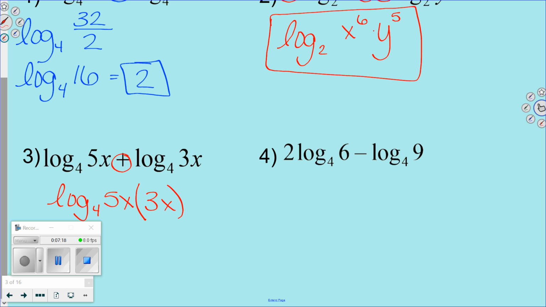Would you stop there, or could you go one step further? One step further, because 5x times 3x is 15x squared. And then once I've simplified that as far, I always ask myself, loopy swoopy, right? 4 to what power equals 15x squared? No. If there's a variable left in there, you're never going to be able to loopy swoopy that any further, because it's got a variable in it.